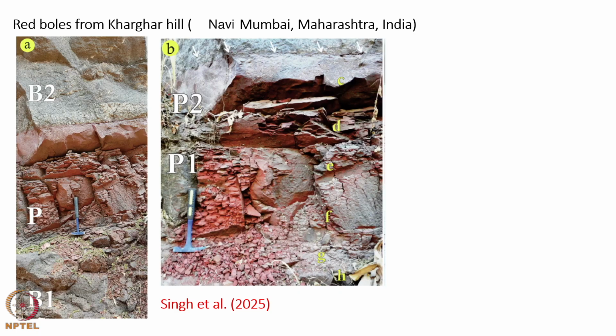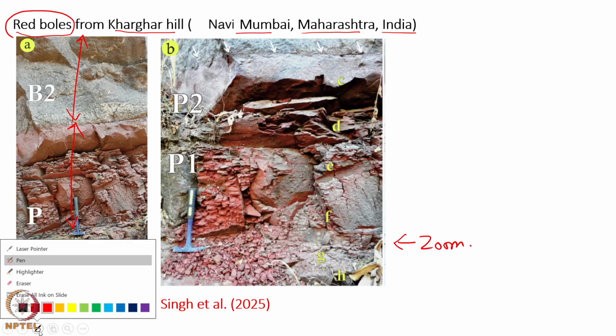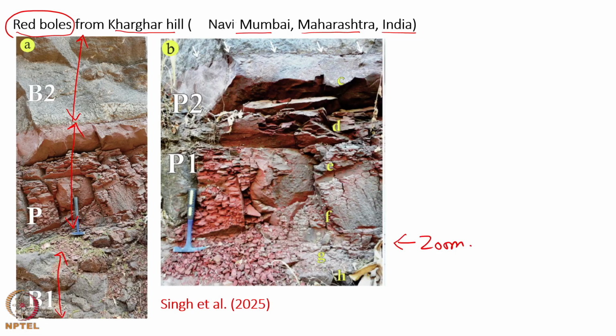Let us see how the red boles look. I am taking an example from the Kharghar hill. B1 stands for a basalt unit and B2 stands for a basalt unit. In between, this red colored unit is called the red bole. A zoom is shown here, and the different joint planes within the bole unit can be seen.